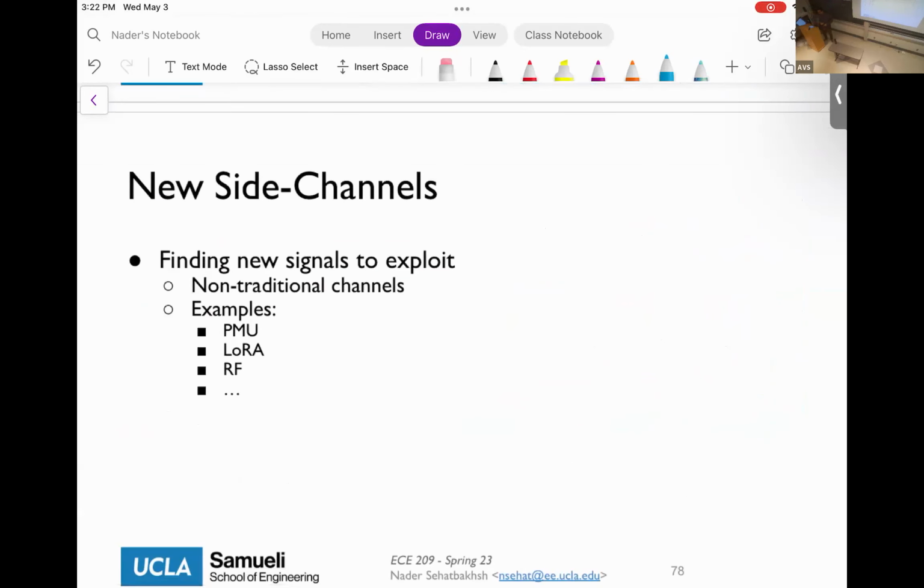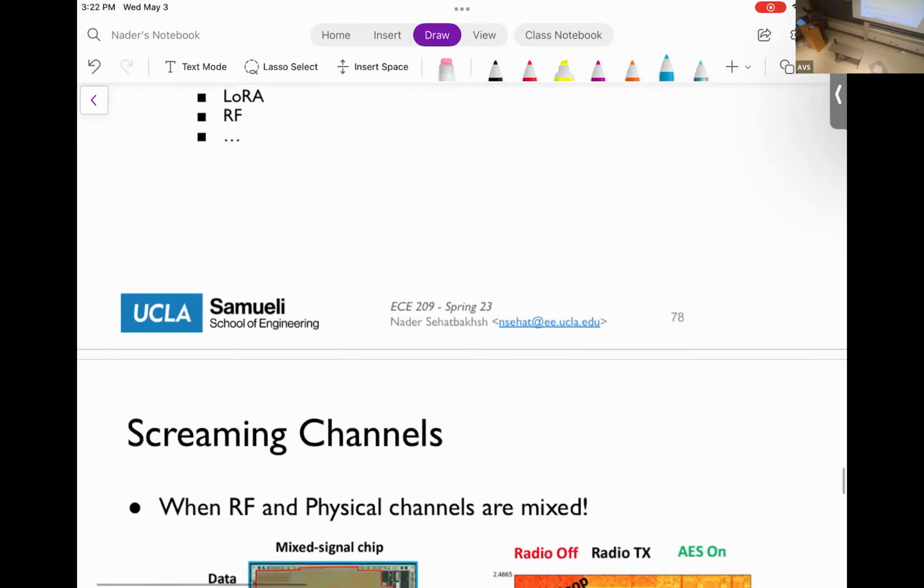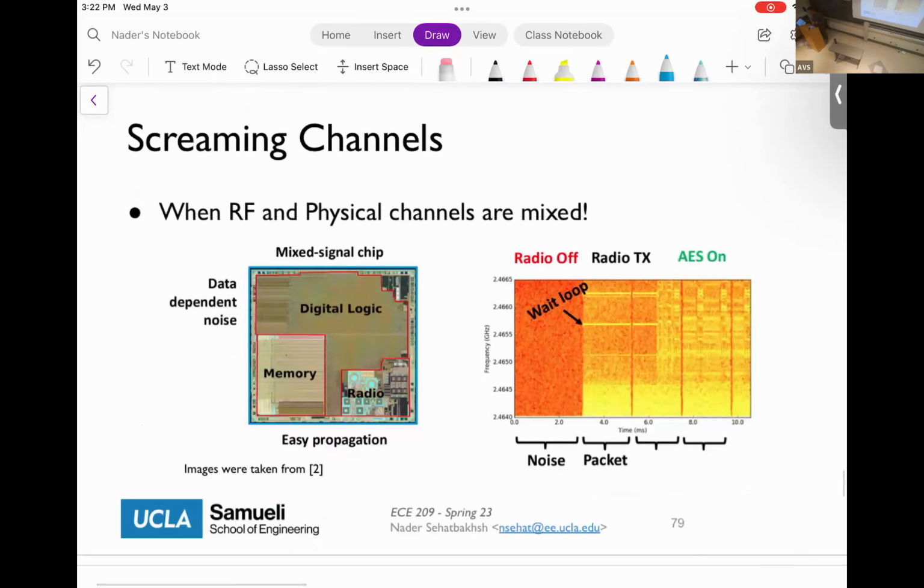As I said, there are also lots of non-traditional side channel attacks. Examples are power management units. People have shown that LoRa can be used, RF signals can be used. I think I have one example. Yeah, so this is what we call a screaming channel. This is one of my favorite papers, published a few years ago.